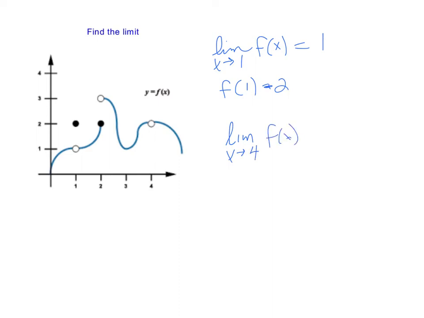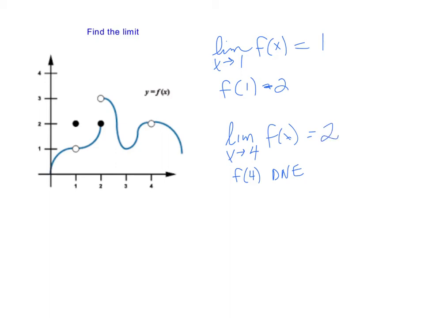All right, so let's jump over to the limit as x approaches 4 of f of x. All right, we know that f of 4 does not exist, right? Because there's a hole there. But the limit does exist because it's the same from the right and from the left. So we look here and it approaches from the left and it approaches from the right, and we know it is at 2. So the limit of that is 2.